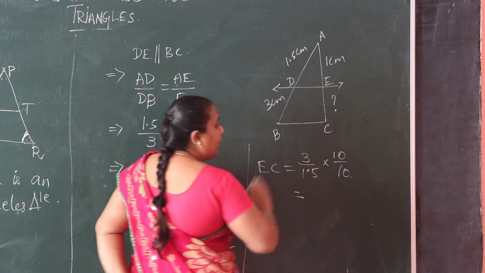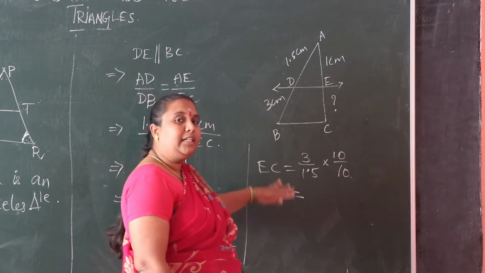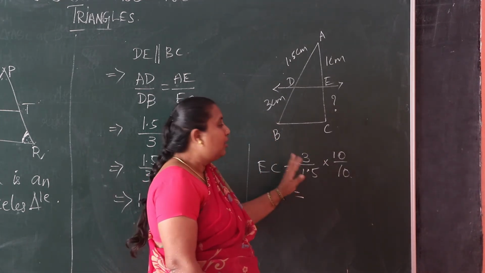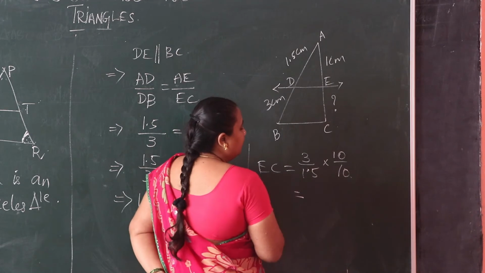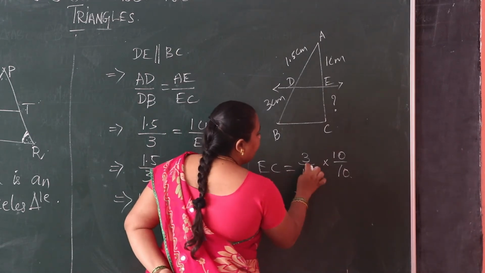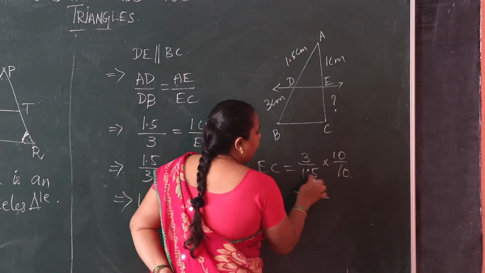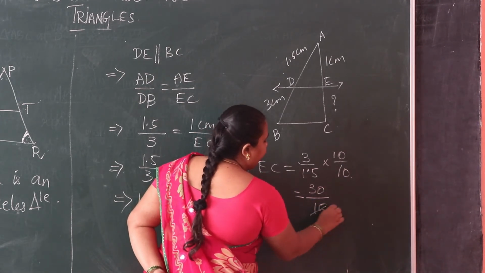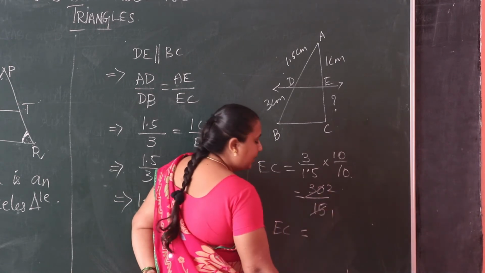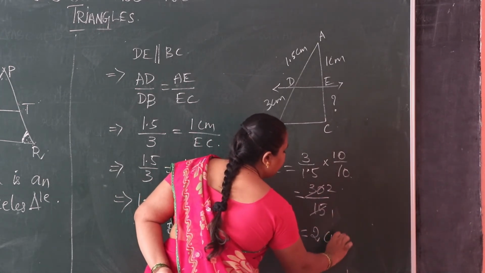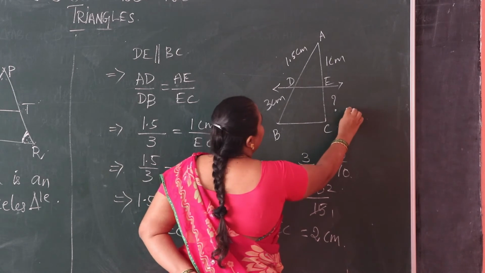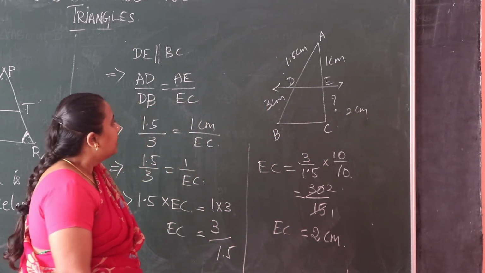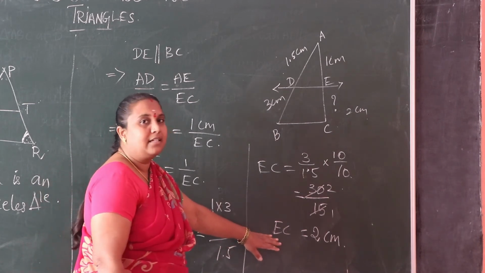While we are multiplying by 10, we want to multiply both the denominator and the numerator, to remove the decimals. 3 into 10 is 30, 1.5 into 10 is 15. So EC equals 15 by 30. 15 ones are 15, 15 twos are 30. So EC equals 2 centimeter. See here, EC equals 2 centimeter. See, 2 by 3. So we want to find out the same.